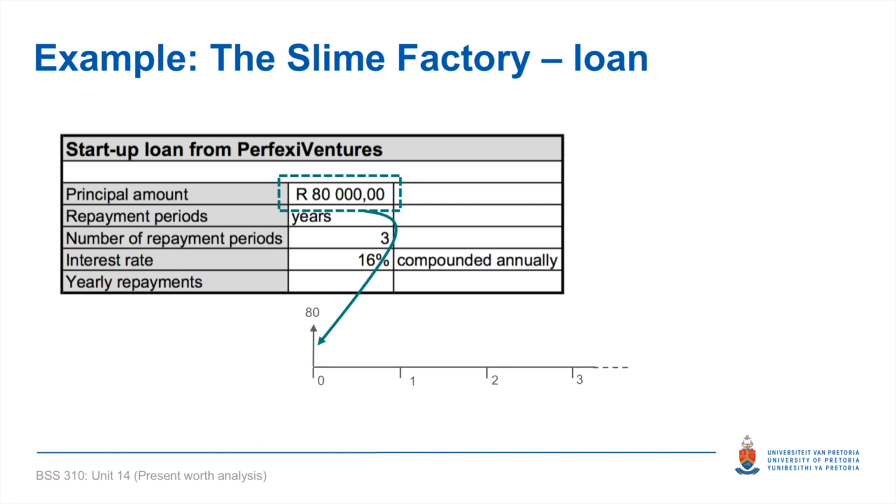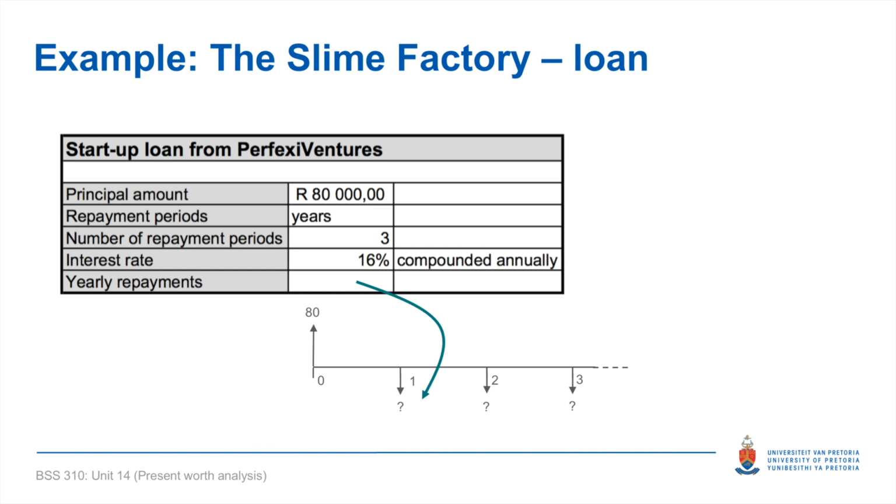We reflect this 80,000 Rand as a receipt on the cash flow diagram at the beginning of year 1, because that's when I receive the money from the bank so that I can start with my business. Remember that we're looking from the perspective of the borrower in this case. I have borrowed money from the bank, and therefore the money came into my business as a receipt. That's why it's an arrow above the line.